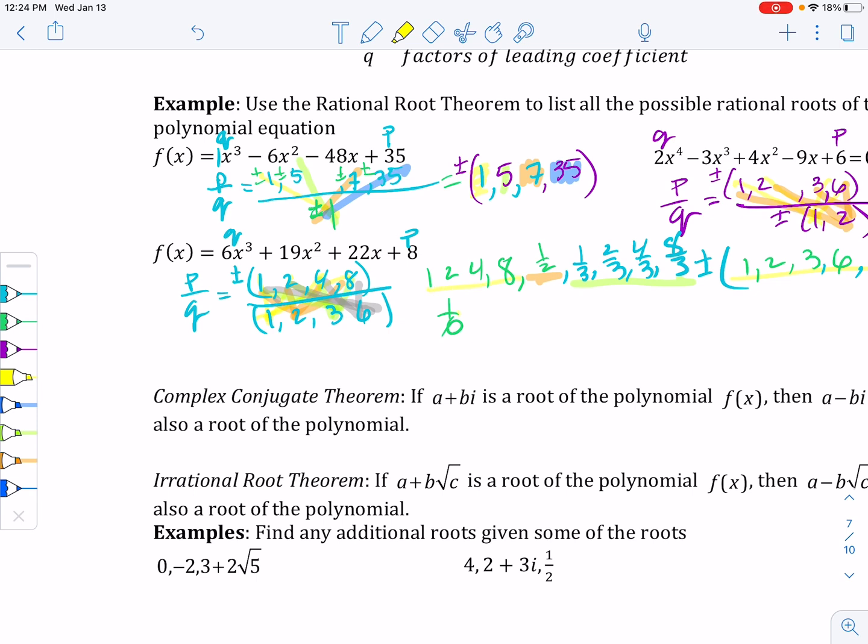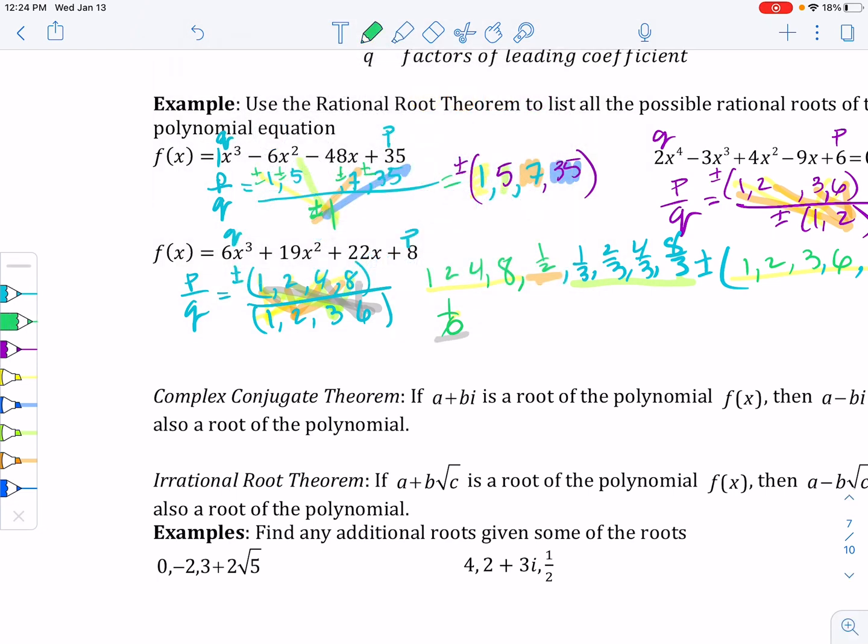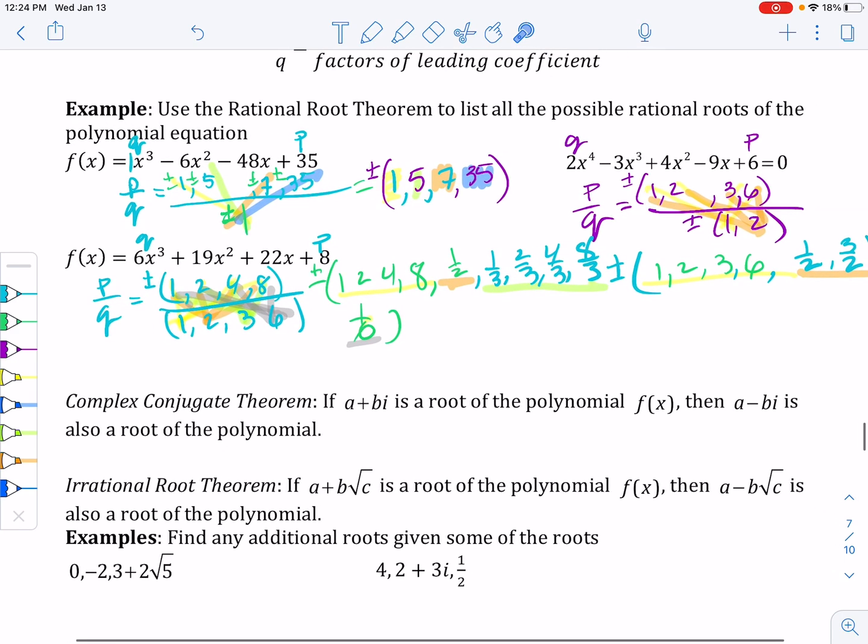Okay. So then I get, I missed my gray color. And then this is all plus or minus. So this one is a much longer list than our other ones, but it still is knocking it down from infinity, so it's still nice. Okay. So that is our rational root theorem.